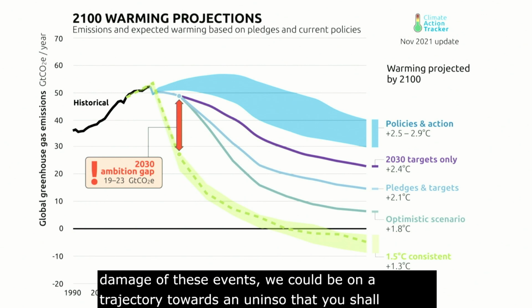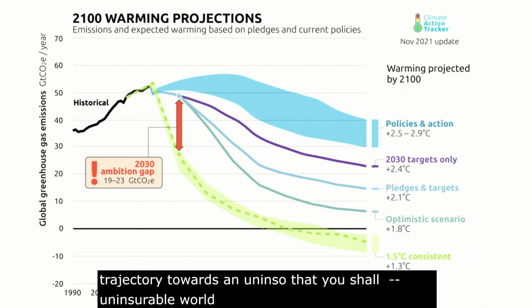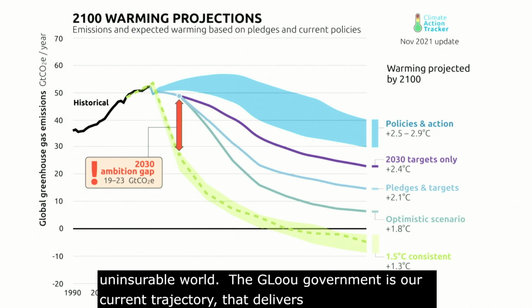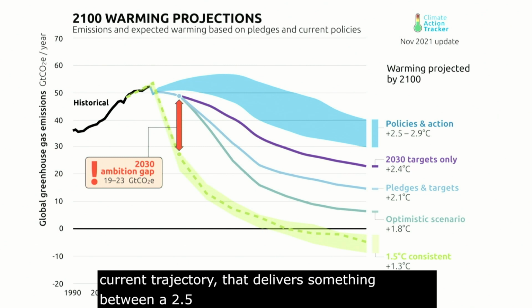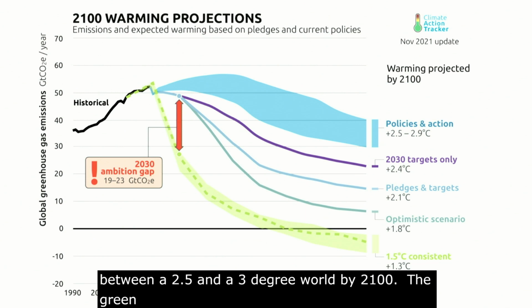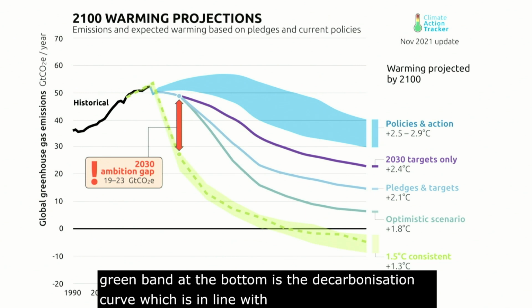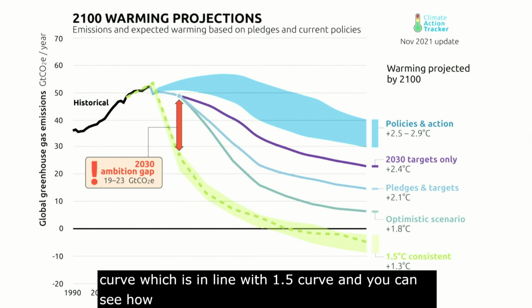So this is the kind of warming predictions. The blue band on that graph is our current trajectory with existing government commitments, policies and actions. So you can see that delivers something between a 2.5 and a 3 degree world by 2100, sorry. The green band at the bottom is the decarbonisation curve, which is in line with 1.5 degrees. And you can see how steep that line comes down. Right now, we are trying to close a 20 gigaton of carbon gap by the end of this decade.